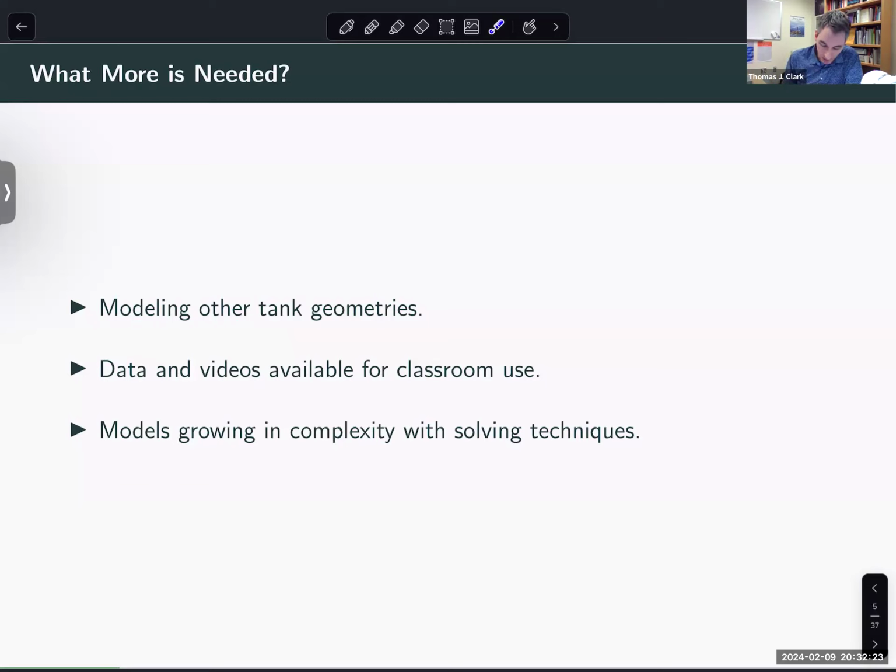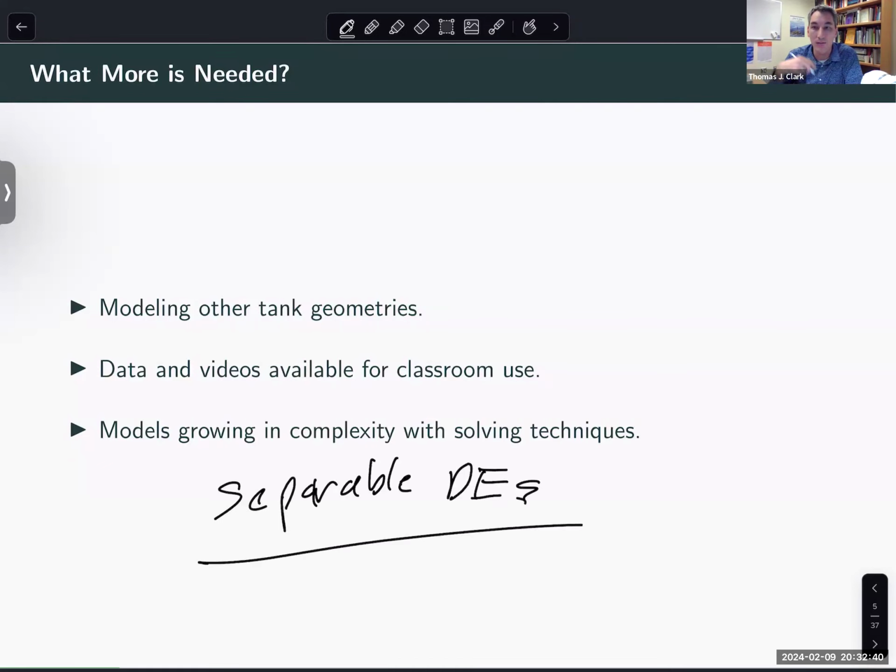But I think the most interesting thing is the way that as the models grow in complexity, we can grow in solving techniques. And in particular, what we're looking at here is separable differential equations. And it turns out that all of these models have this in common. So I think for me, the real value is, if you were going to teach separable differential equations anyway, and you wanted to have some real world models that you could either demonstrate or watch on some of these videos and have real data, this to me is the place to go for that.